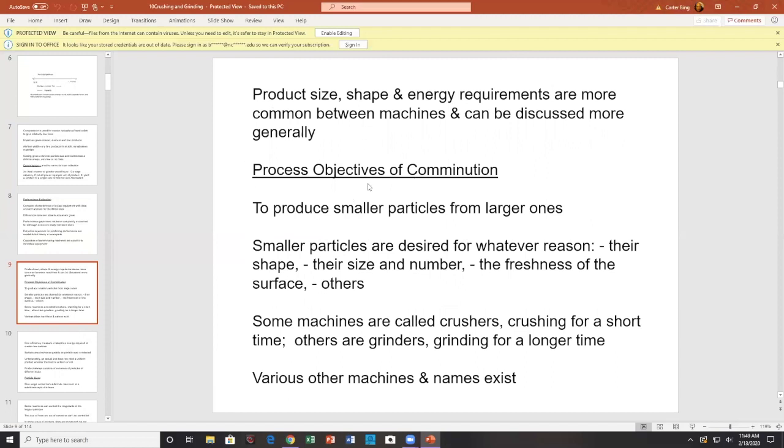The objectives of comminution: to produce smaller particles from larger ones. Smaller particles are desired for whatever reason, maybe their shape, maybe their size and number, maybe the freshness of the surface. Many chemical reactors have in-situ grinding operations that produce fresh surfaces. Some machines are called crushers, crushing for a short period. Others are grinders, which grind for long times. Various machines and various names exist.